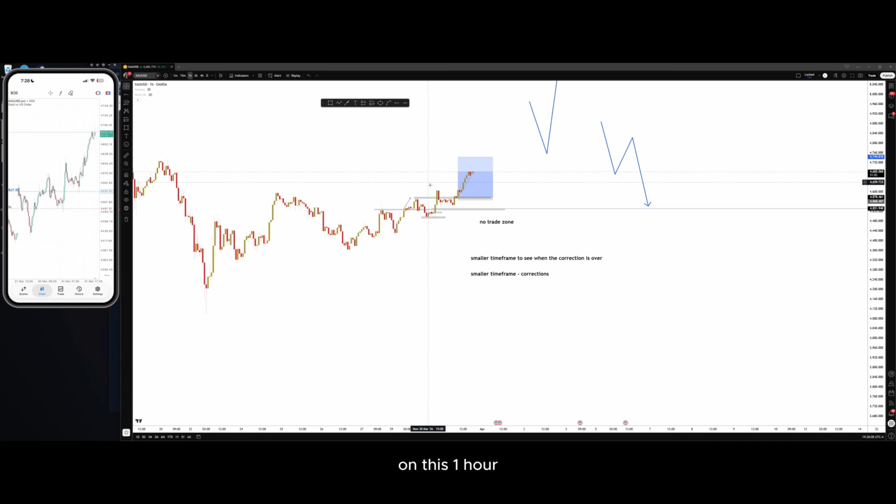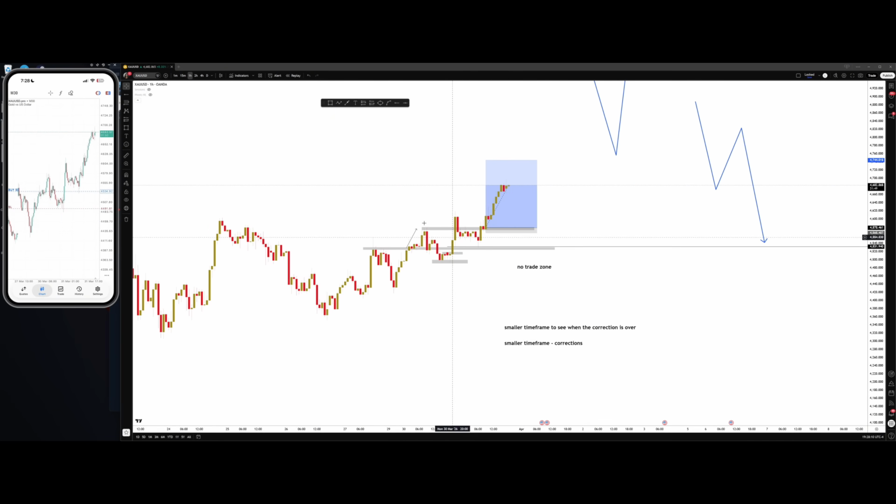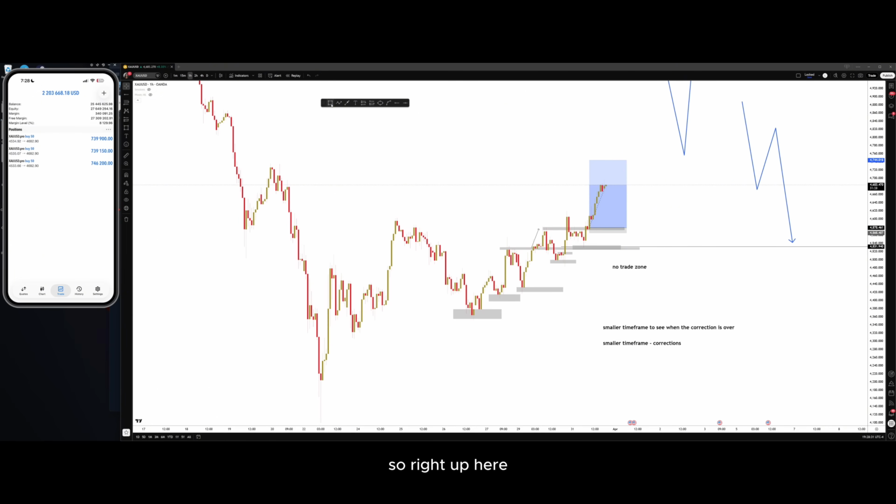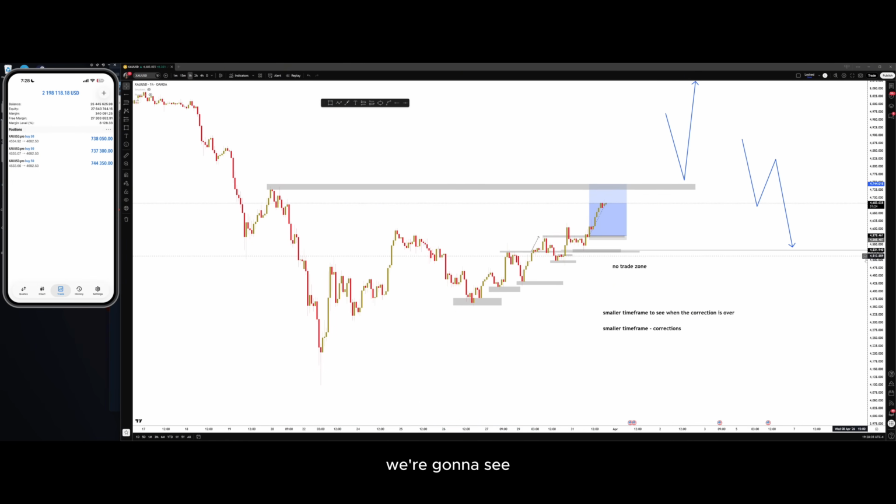So if you see on this 1 hour time frame, price never broke structure once. It maintained this whole trend. And this is why trading on the higher time frame is literally a cheat code. But yeah, that is it. And as you can see, I'm currently still in this trade and it's going pretty well. I think I'm just going to continue to hold to that level that I was talking about before. So right up here, I'm going to hold to this level and then we're going to see what happens after that.